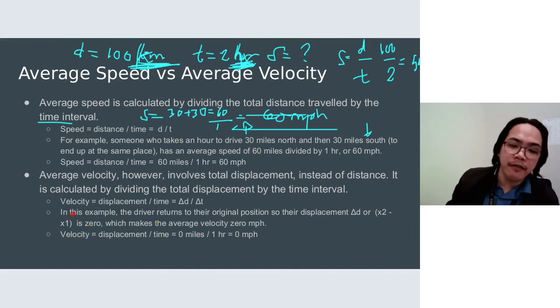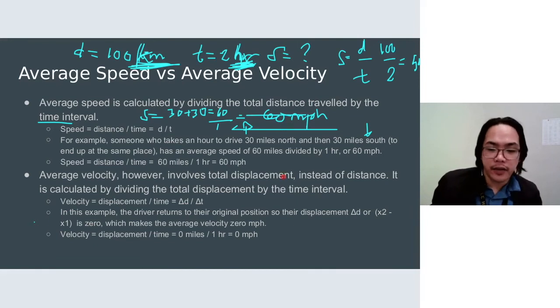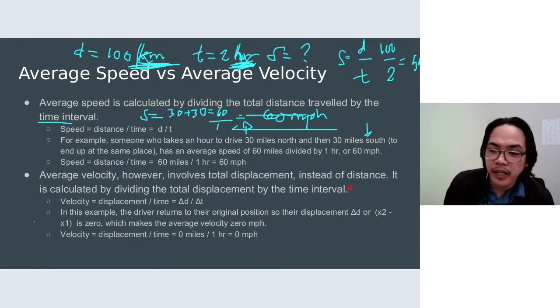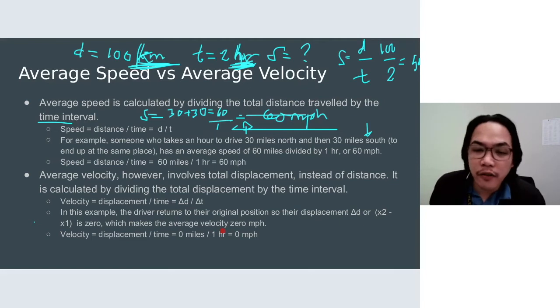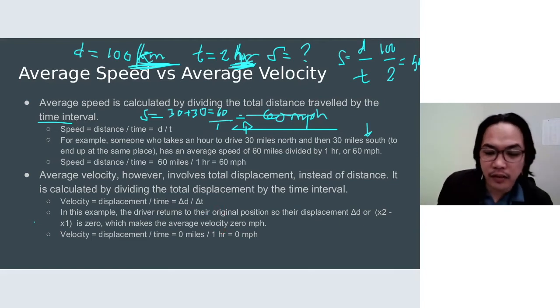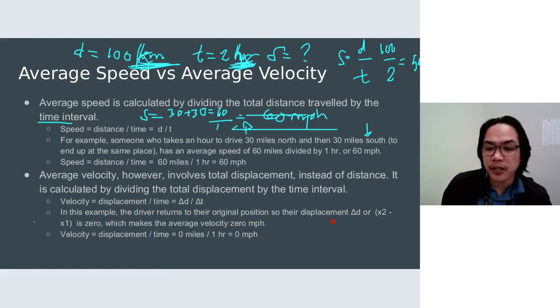On the other hand, for velocity or average velocity, we will use total displacement instead of distance. So there's a difference between them. For speed, we use distance. For velocity, we use displacement. It is calculated by dividing the total displacement by the time interval. So our formula is velocity equals displacement divided by time. In the example above, the driver returns to the original position. So your displacement is x2 minus x1. Your displacement is 0, which makes the average velocity 0 miles per hour.